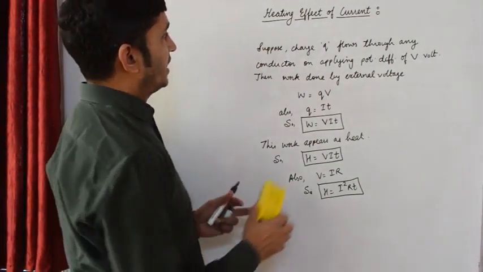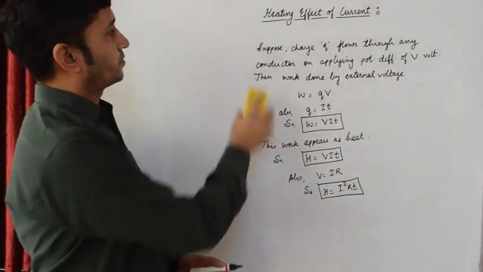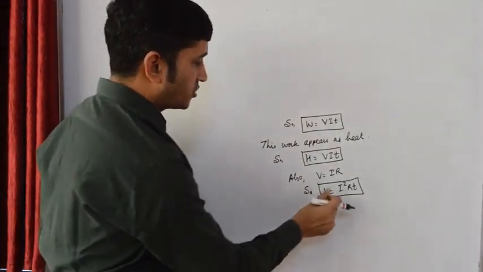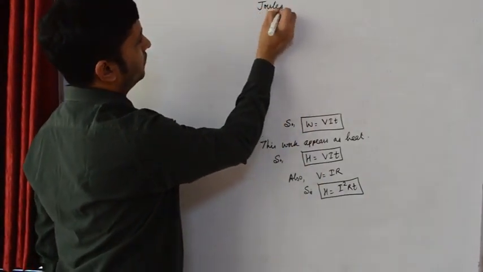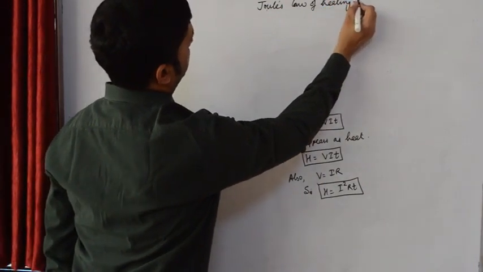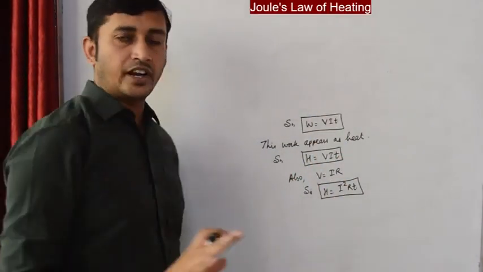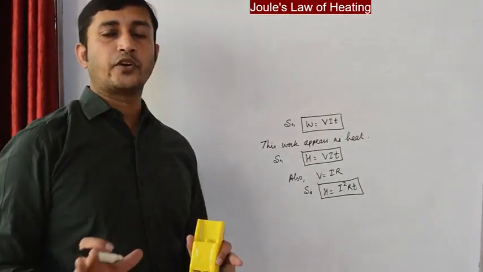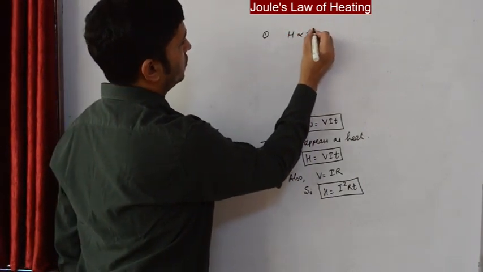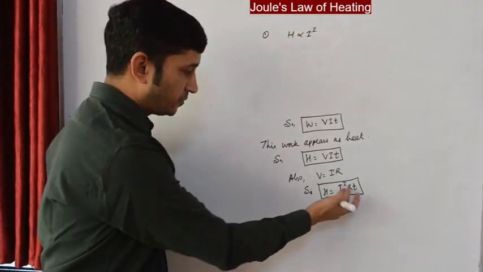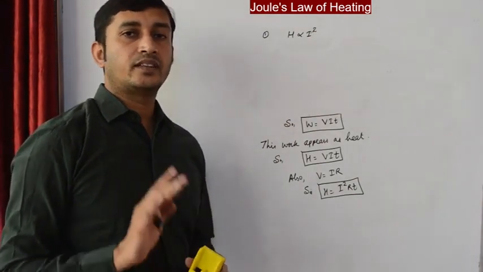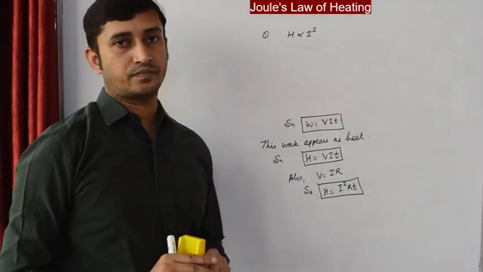So I think it's clear. So this equation H is equal to I square R T is Joule's law of heating. We can separately write it as that whenever current flows through any conductor, then heat produced in the conductor is directly proportional to the square of current. It means if we increase the current by 2 times, the heat will increase by 4 times.